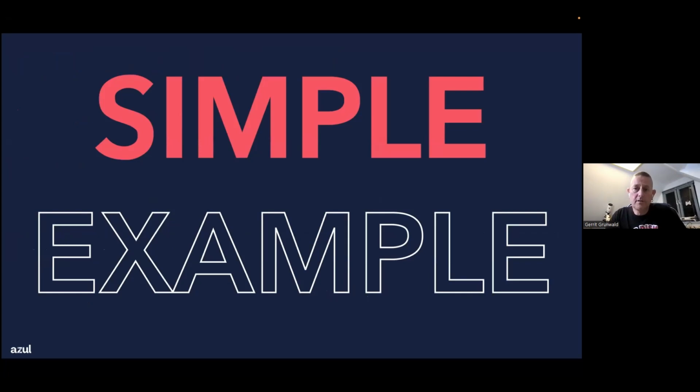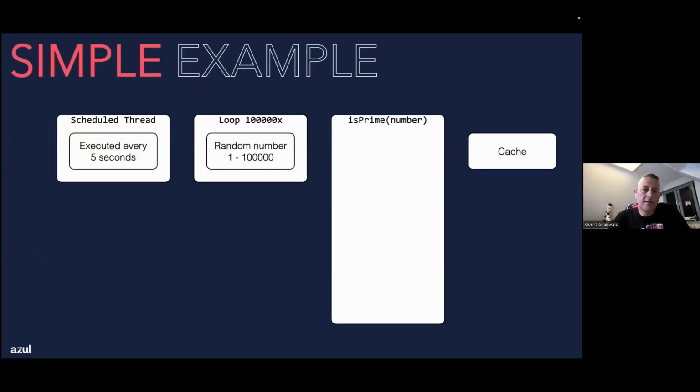So that leads me to a simple example. It's really just to give you an idea. What I try to do is create an application that behaves in the same way as the JVM. That means in the beginning, the performance is slow, and then it gets faster and faster. This is the behavior of the application.